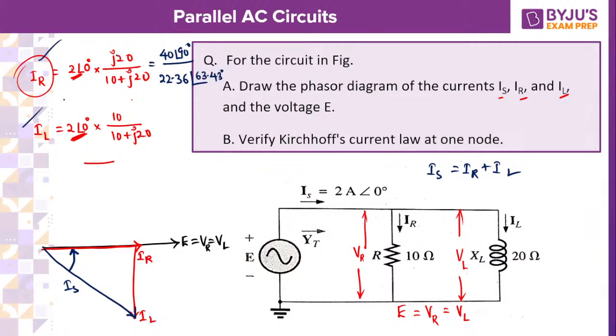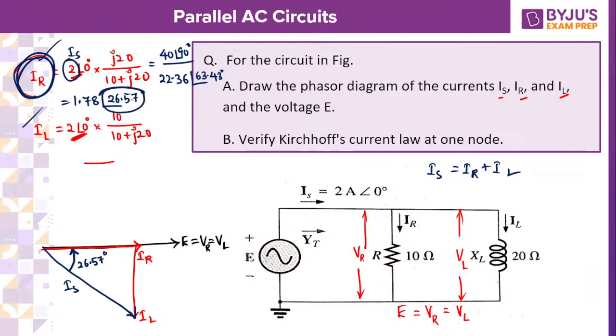So 40 divided by 22.36. I am getting a magnitude of 1.78 at an angle of 90 minus 63.43, so around 26.57. So IR, the current flowing through the resistance, is going to have a displacement of 26.57 with respect to source current. So this angle is 26.57.